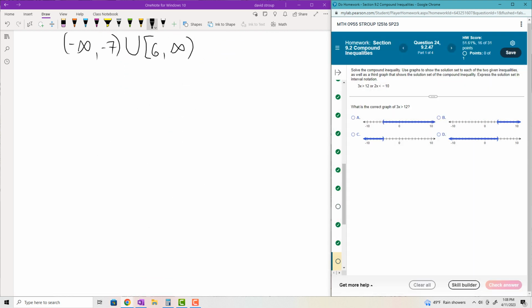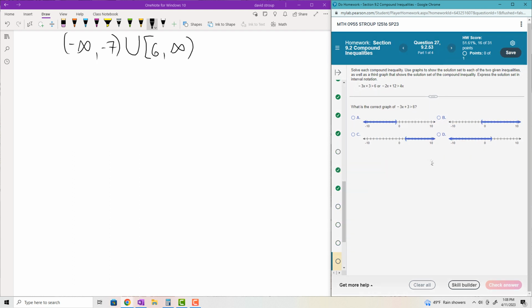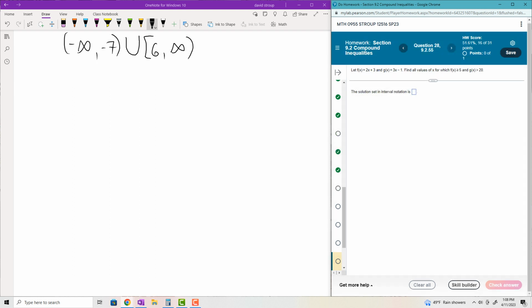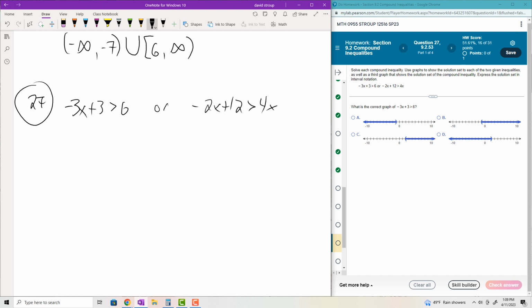Okay, great. Then they just start making it harder again by giving you more and more complicated inequalities, which you have to turn around and solve. No big deal. Let's do at least one of them, right? So 27, we have the inequality negative 3x plus 3 greater than 6, or negative 2x plus 12 greater than 4x.